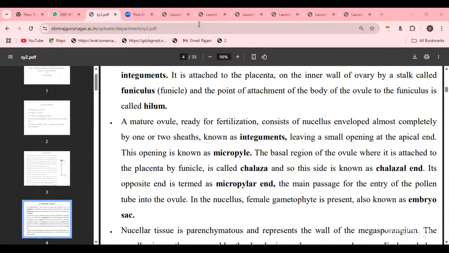The nucellus, where the female gametophyte is present, is also known as the embryo sac. That is called the embryo sac. Nucellar tissues.